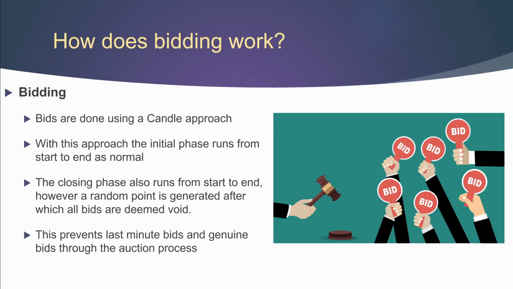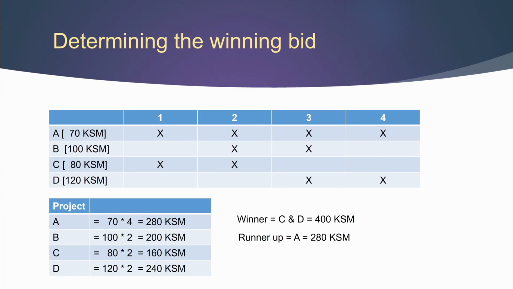Bids are done using a candle approach. With this approach, the initial phase runs from start to end as normal. The closing phase, however, runs from start to end, but there's a random point that is generated after which all bids are deemed void. This prevents last-minute bids and promotes genuine bids throughout the auction process.